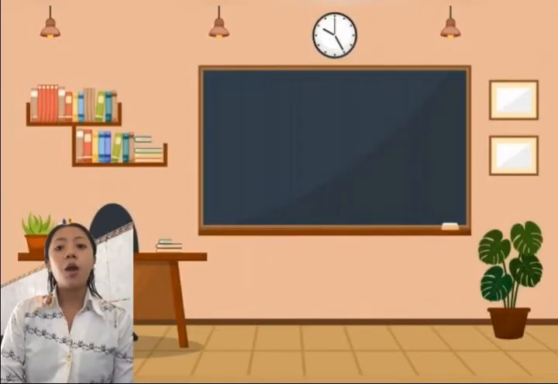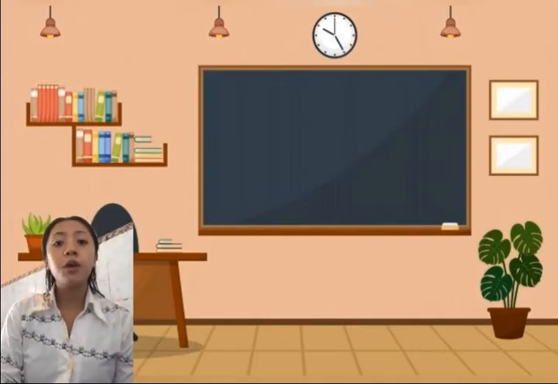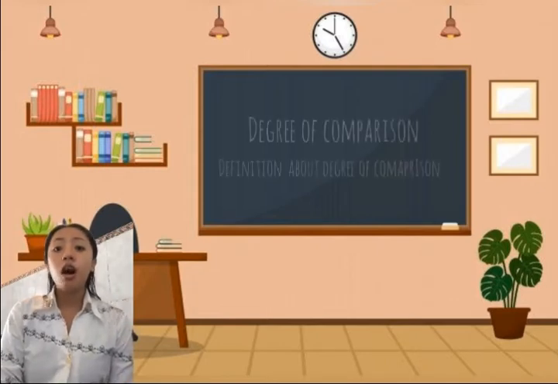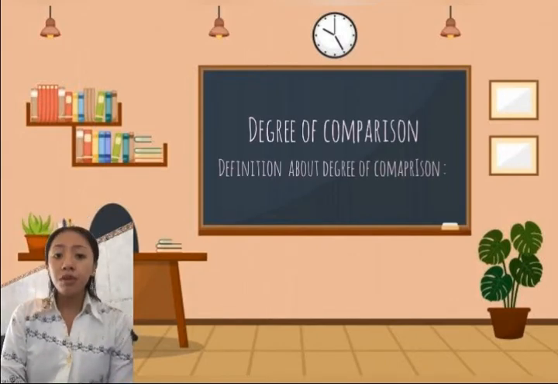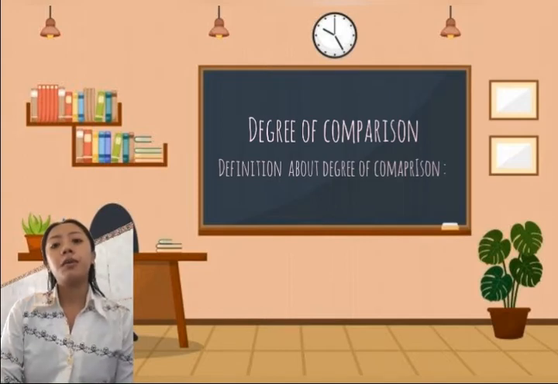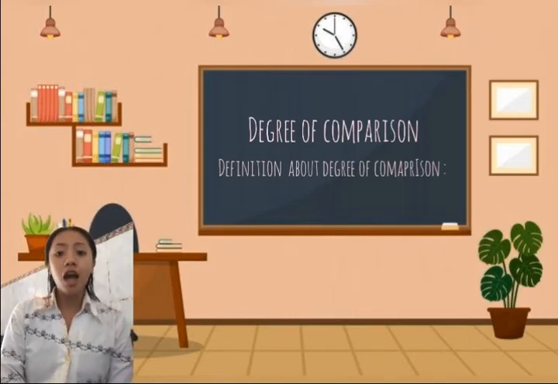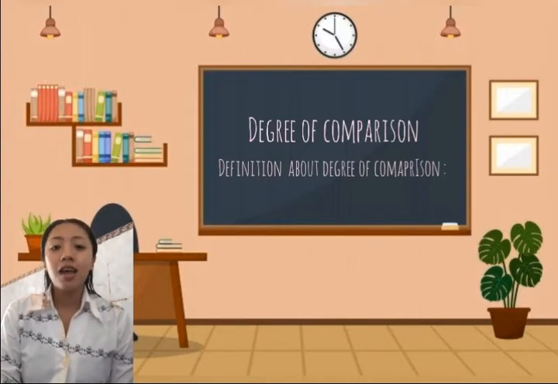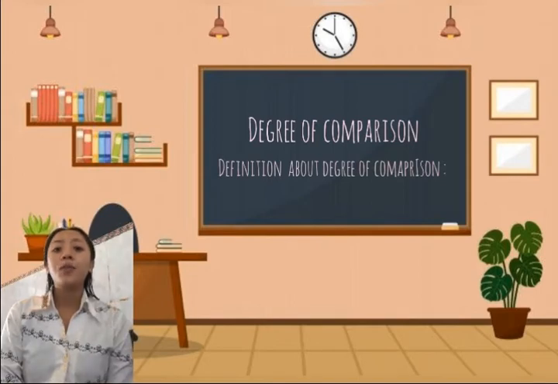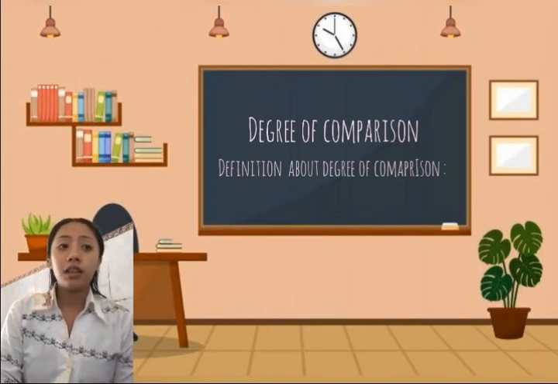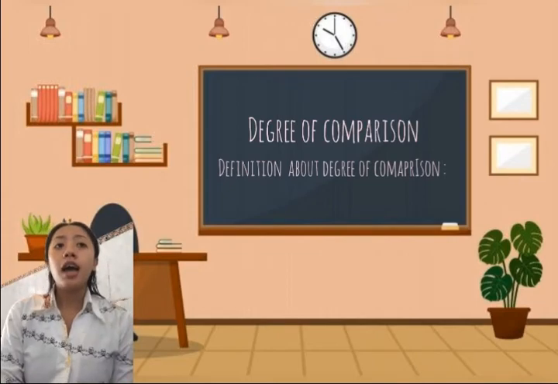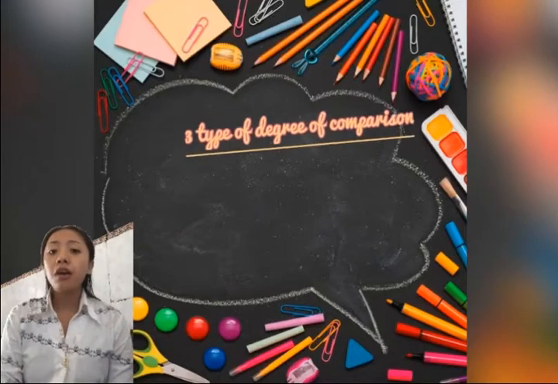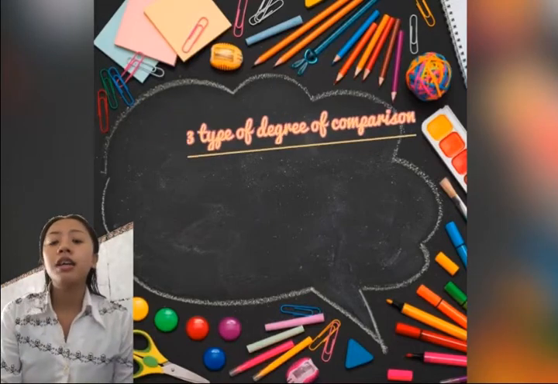Today, I will make a learning video and explain one of the materials that we'll learn, namely degree of comparison. Before I tell you about the types of degree of comparison, I will explain the definition of degree of comparison. The definition of degree of comparison is adjectives that change form and are used to compare one thing, person, or others. There are three types of degree of comparison.